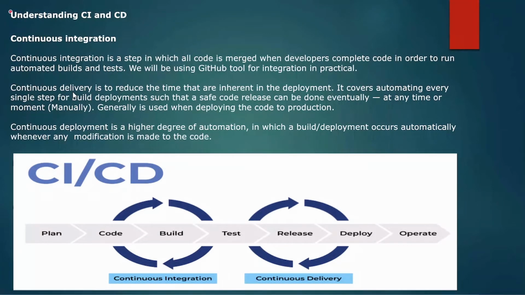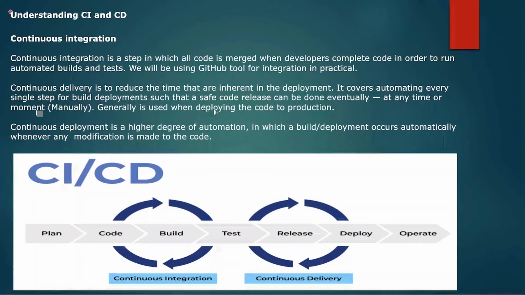So what exactly do you mean by continuous delivery? It reduces the time that is inherent in the deployment. It covers automating every single step for build deployment, such that a safe code release can be done eventually at any time or moment. Generally it is used when deploying the code to the production. I'll explain this.